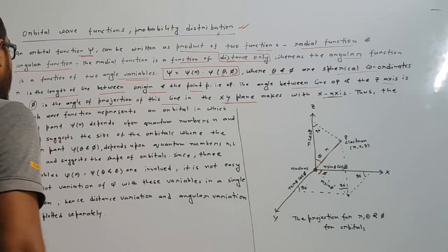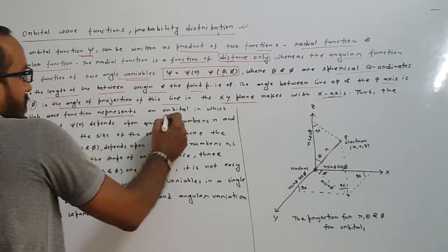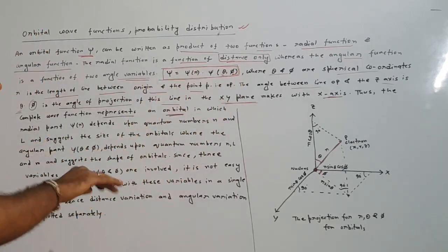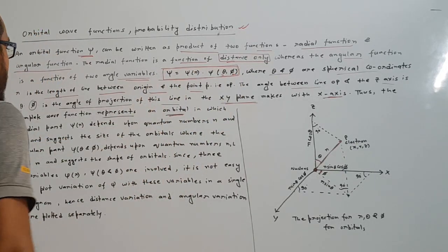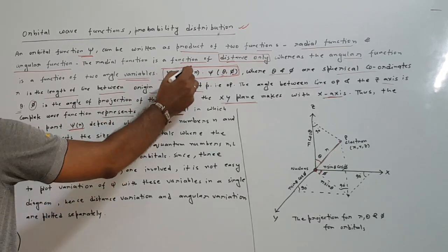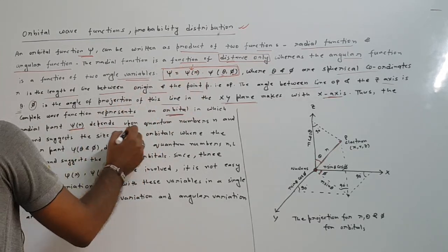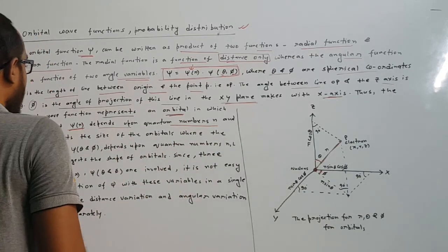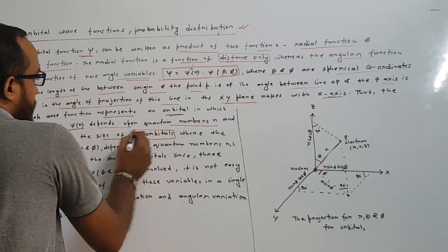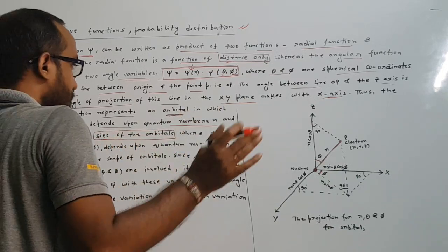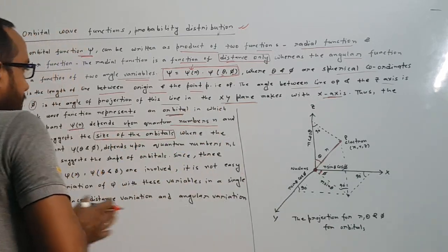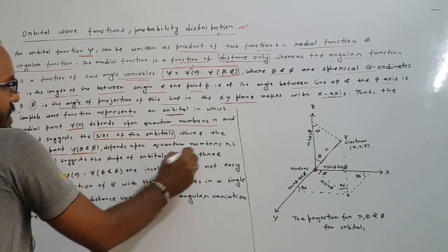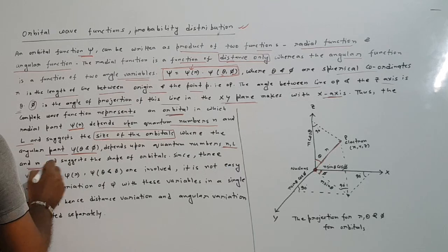Now see, the complete wave function represents an orbital. This complete wave function will represent your orbital, in which the radial part, that is psi of r, depends upon quantum numbers n and l, and suggests the size of the orbital. So that means the radial function depends on the size of the orbital, whereas the angular part, that is psi of theta and phi, depends upon n, l and m.